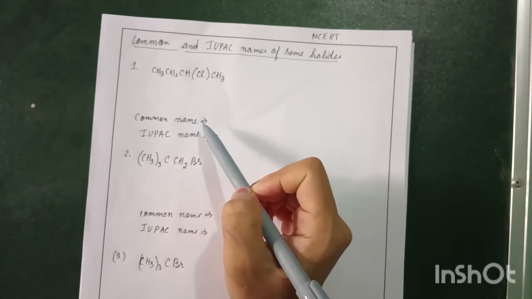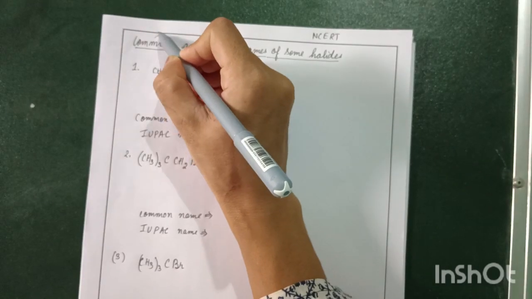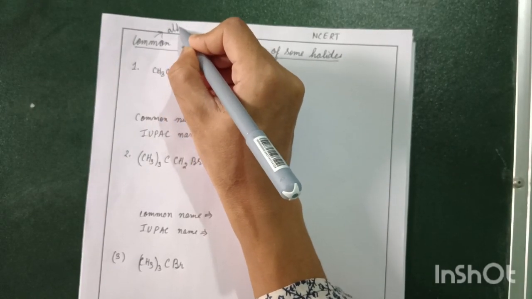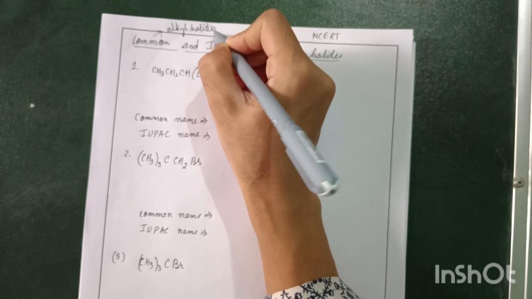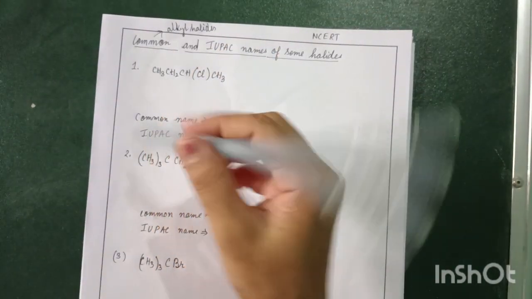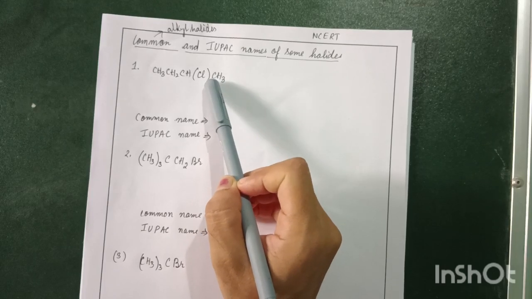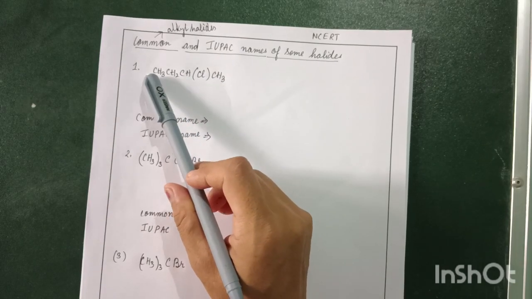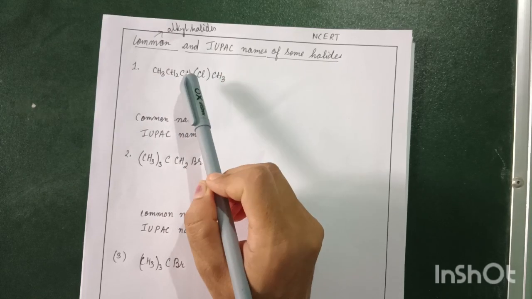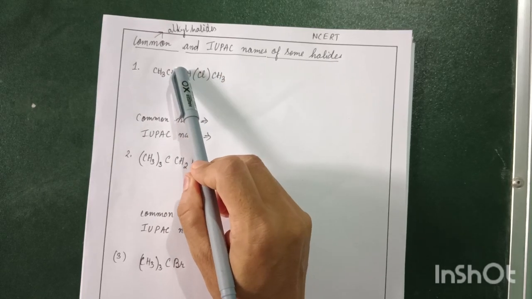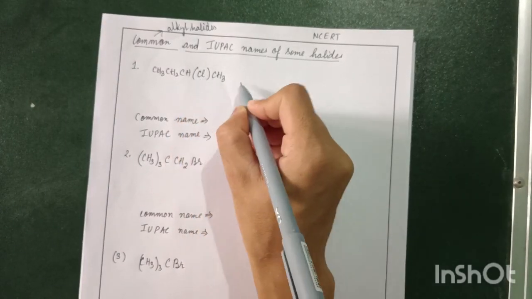For writing the common names, we will always start with the alkyl, then followed by the halide. Let us find the alkyl by the number of carbons in the chain. 1, 2, 3, 4. How many carbons are there? 4. Right. But where is the Cl? In the second position.